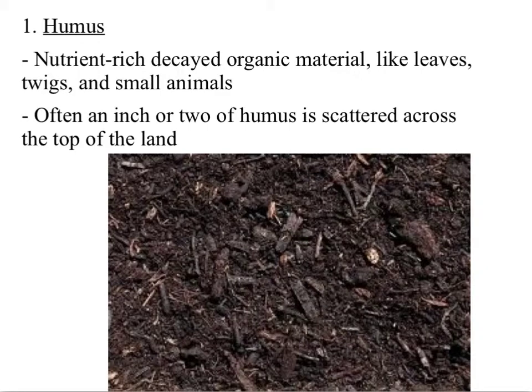So the top layer is humus. And this is a nutrient-rich, decayed organic material. You can see it in this photo. You've seen it around. It's just the old decayed leaves and twigs and branches and small animals and that kind of thing that's breaking down into fine, rich, good-smelling dirt. Usually there's going to be an inch or two of it just scattered across the top of the land in places where there's fertile soil and good vegetation. You can probably see it out in your yard if you go outside.